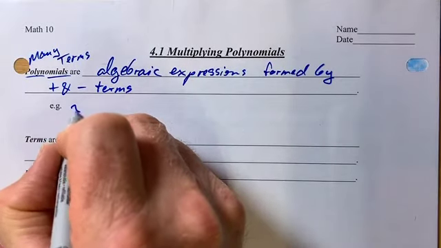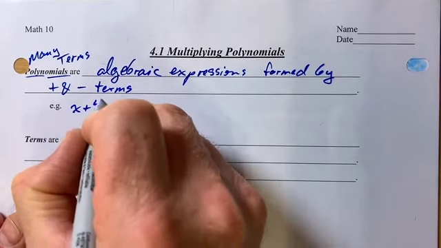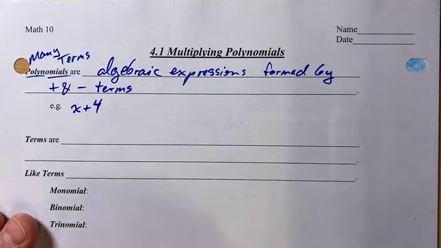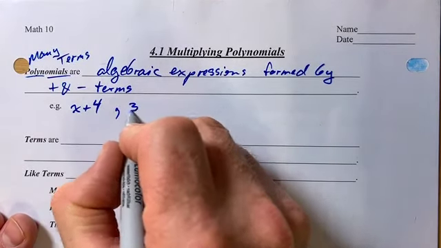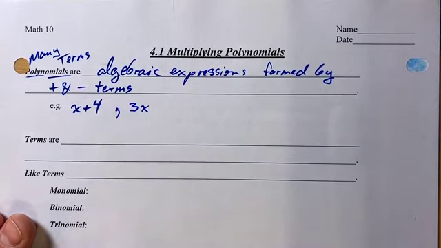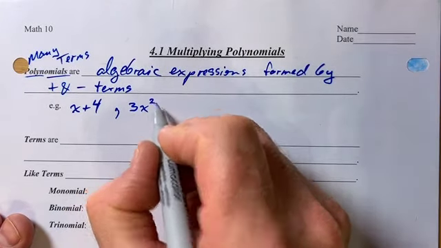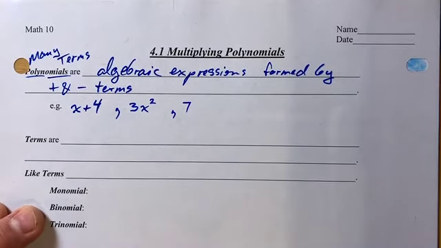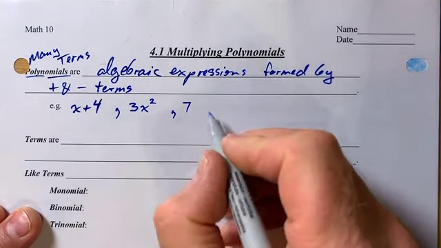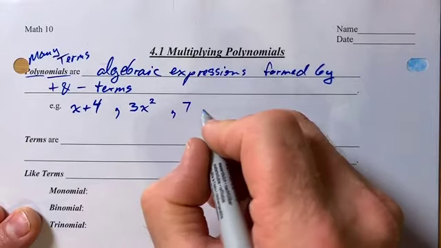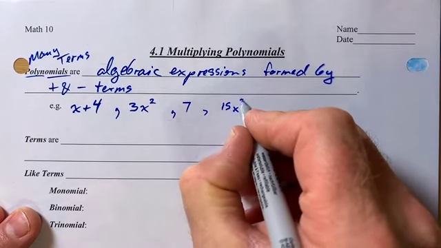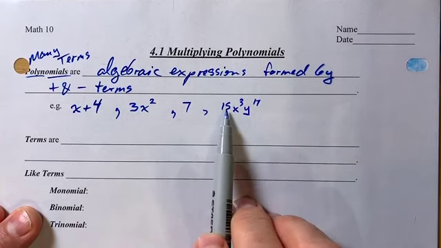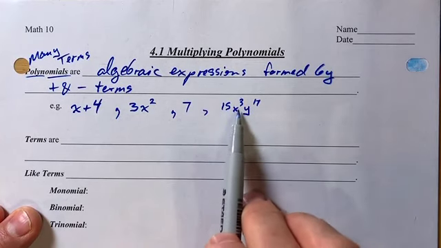So for example, x plus 4. That's an x term, and 4 is just a number. It's a constant. That's a term. So is 3 times x. That's one single term. Or you can even say 3x squared. Or 7. 7 is a term. It's a constant term. It's a number, right? Or you could even say 15x cubed y to the power of 17. Sure, that's one single term. It's got a constant out front, right? And it's got x cubed.